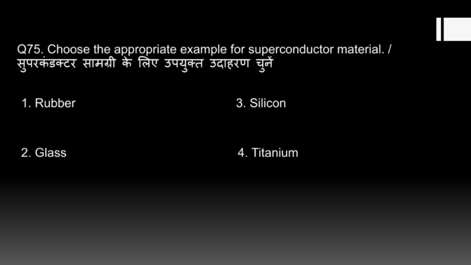Option number 1 is rubber, option number 2 is glass, option number 3 is silicon, and option number 4 is titanium. As we know, the superconducting materials are titanium and niobium. So the right answer is option number 4, which is titanium. These are the questions which came in the MP Group 5 2017.